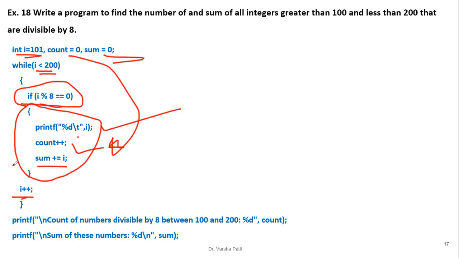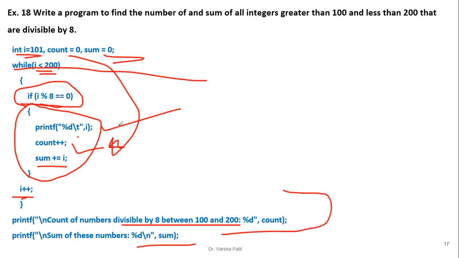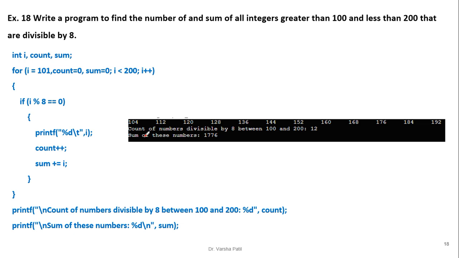If we want to convert the same program into a for loop, it is very easy. What we need to do is: for i equal to 101, i less than 200, i plus plus, and we can even initialize count and sum in the initialization also. After this loop we print the values of count and sum. This is very simple, you can easily write the program for this. This is just a print statement.